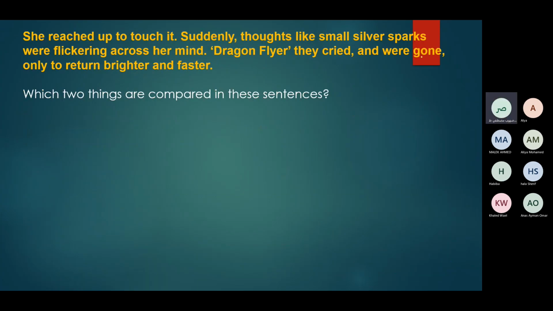Look at this question. Which two things are compared in these sentences?